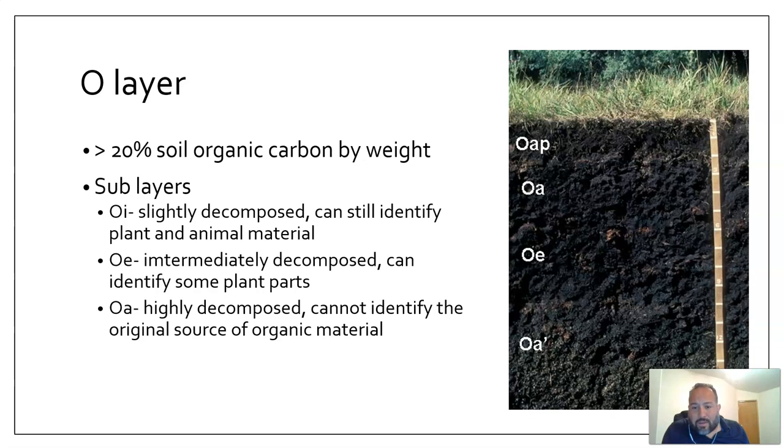Looking at this picture on the right, there's an Oe layer. So I'm assuming if we could get closer up on that, we'd be able to see maybe some plant roots or twigs or something that's an obvious plant part, whereas in those Oa layers, we're probably not going to be able to distinguish anything or really know exactly where it came from.